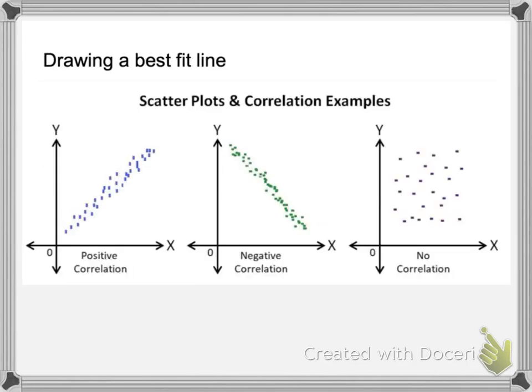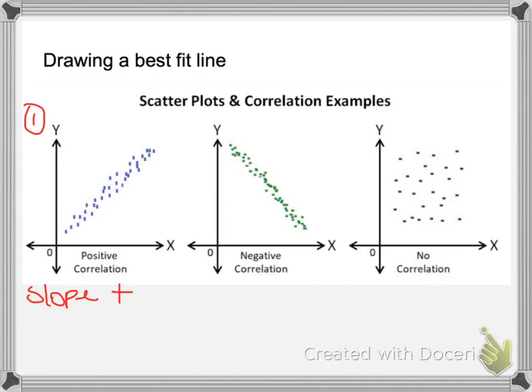So let's look at a couple scatter plots here. Now it says drawing a best fit line. You can see these scatter plots. In plot number 1, this is a positive correlation. Why would it be a positive correlation? Why do you think? Well, it's because my slope is positive, yeah? So if I have a positive slope, I have a positive correlation.